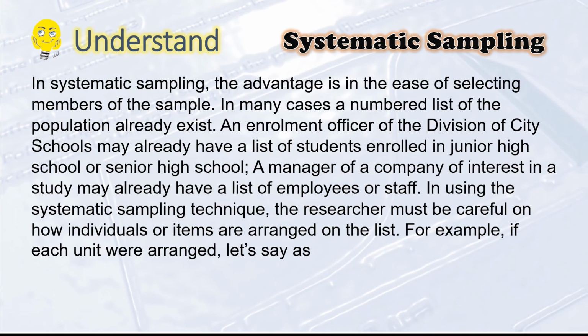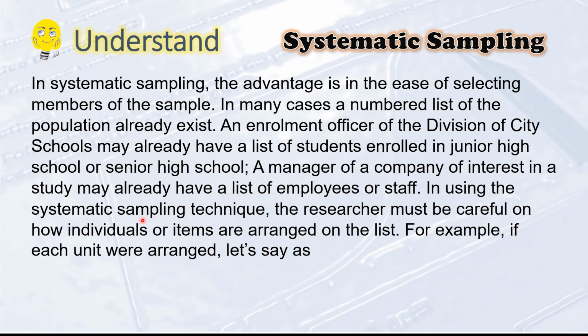In systematic random sampling, the advantage is in the ease of selecting members of the sample. In many cases, a numbered list of the population already exists. For example, an enrollment officer from the Division of City Schools may already have a list of students enrolled in junior high school or senior high school. Also, a manager of a company of interest in a study may already have a list of employees or staff.